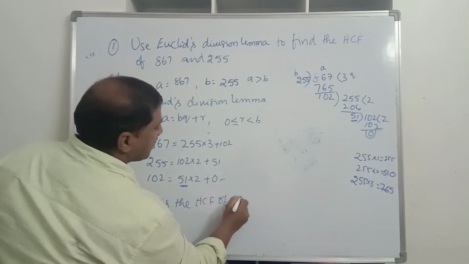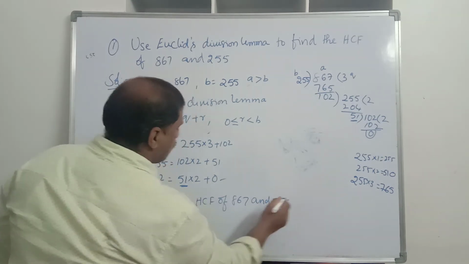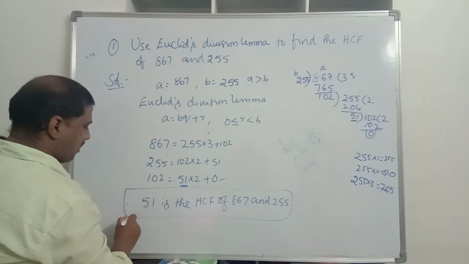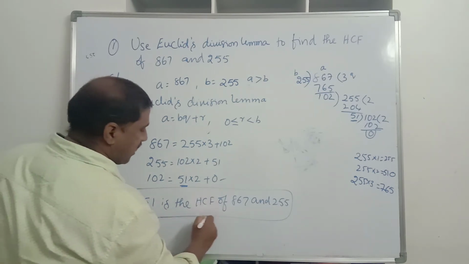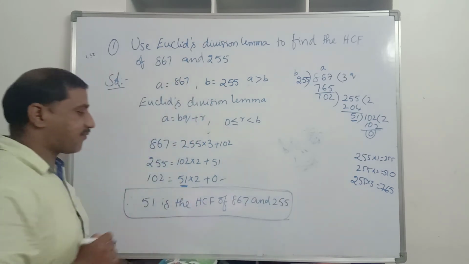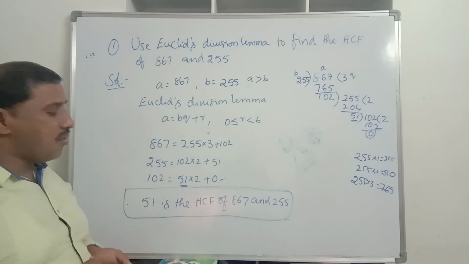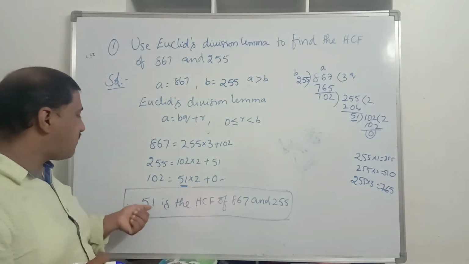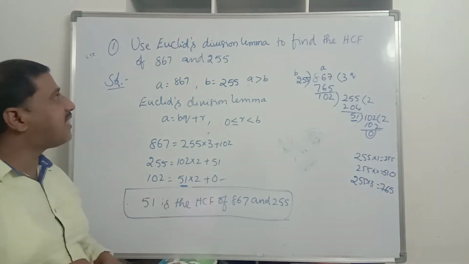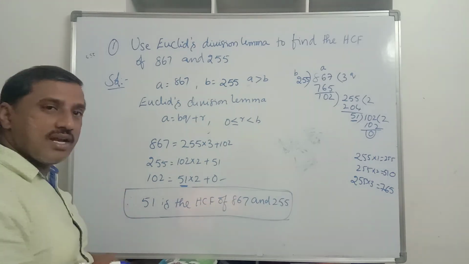of 867 and 255. Like this we will find the HCF of two given numbers by using the division algorithm. So 51 is the HCF of 867 and 255, which we got at the last step where the remainder is 0. Therefore 51 is the HCF of 867 and 255. Is it clear, children? Yes.